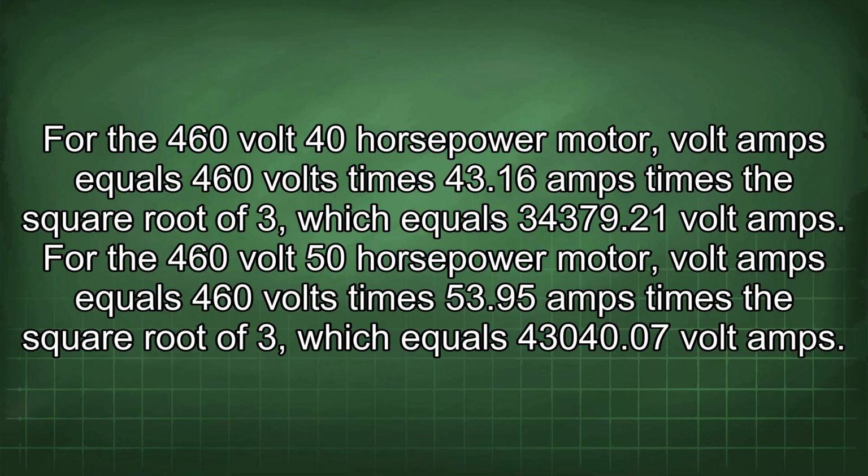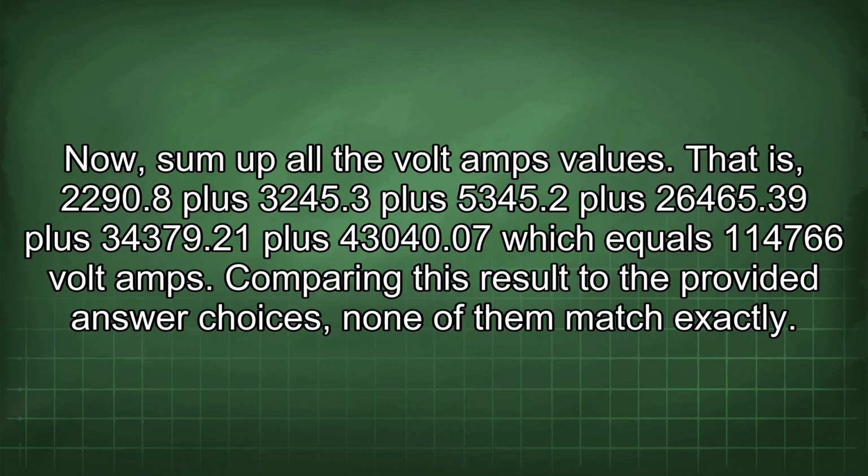square root of 3, which equals 34,379.21 volt amps. For the 460 volt 50 horsepower motor, volt amps equals 460 volts times 53.95 amps times the square root of 3, which equals 43,040.7 volt amps. Now, sum up all the volt amps values.